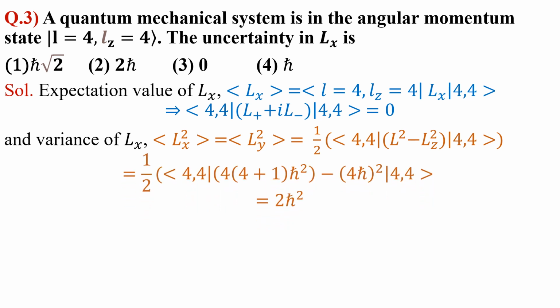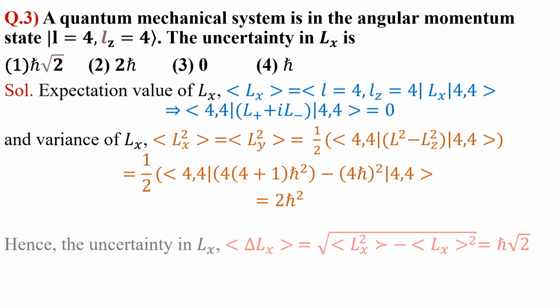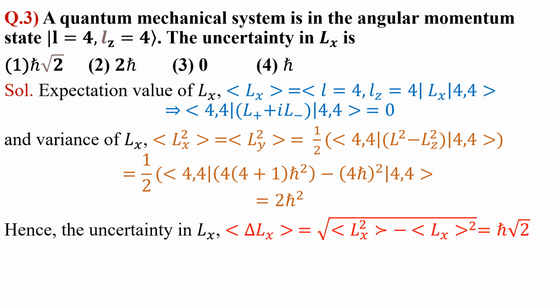Which equals half of 4 plus 1 into 4h cross square minus 4h cross whole square, which is equal to 2h cross square. Hence, the uncertainty in Lx, delta Lx, equals square root of Lx square minus Lx expectation square, equals h cross square root 2. Hence, option 1 is correct.